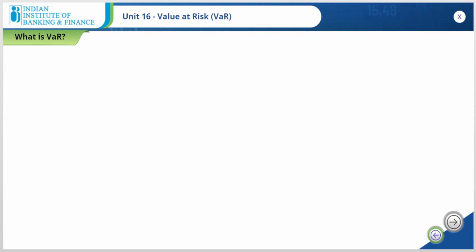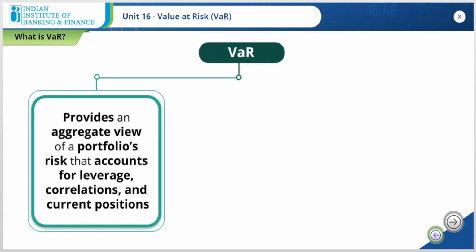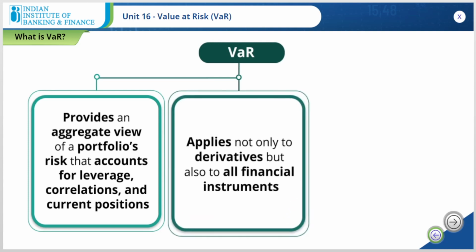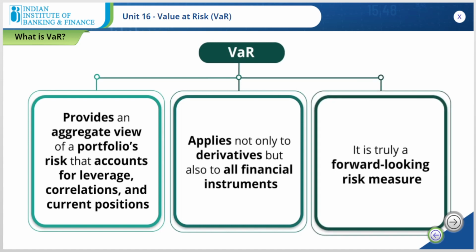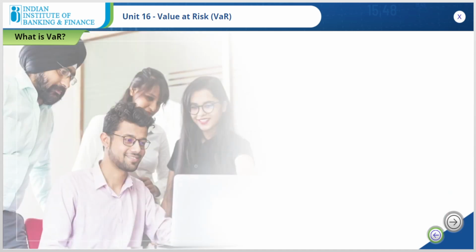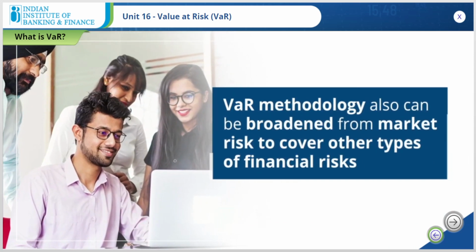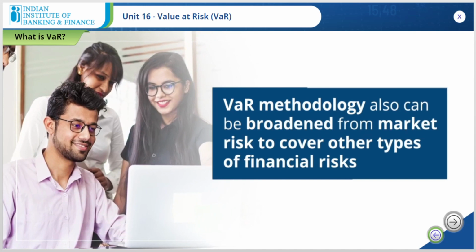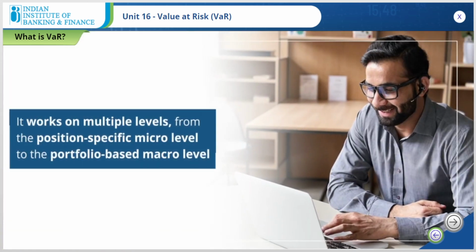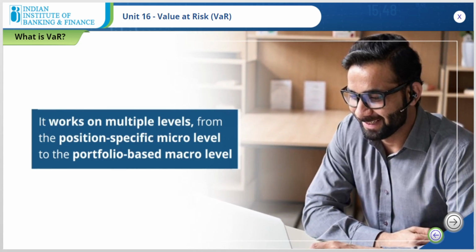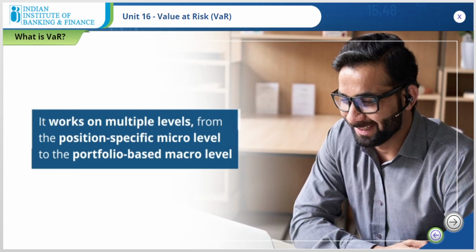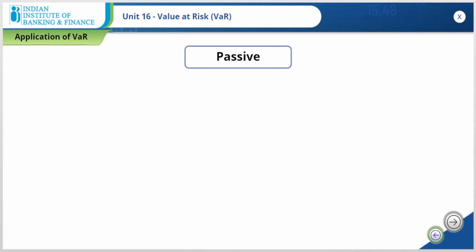In contrast with traditional risk measures, VAR provides an aggregate view of a portfolio's risk that accounts for leverage, correlations, and current positions. VAR, however, applies not only to derivatives but also to all financial instruments. As a result, it is truly a forward-looking risk measure. Furthermore, the methodology also can be broadened from market risk to cover other types of financial risks. The elegance of the VAR solution is that it works on multiple levels, from the position-specific micro level to the portfolio-based macro level. Let us now look at the application of VAR.